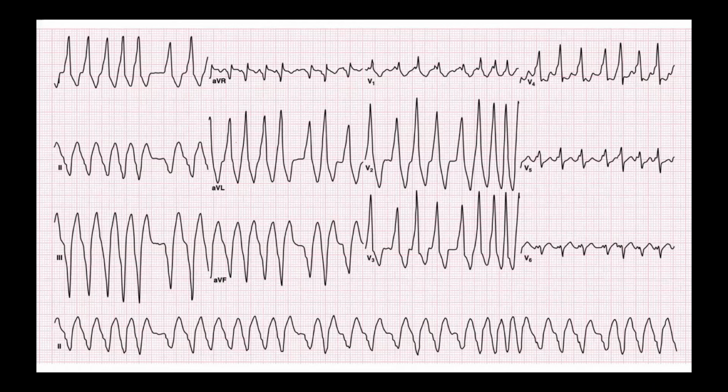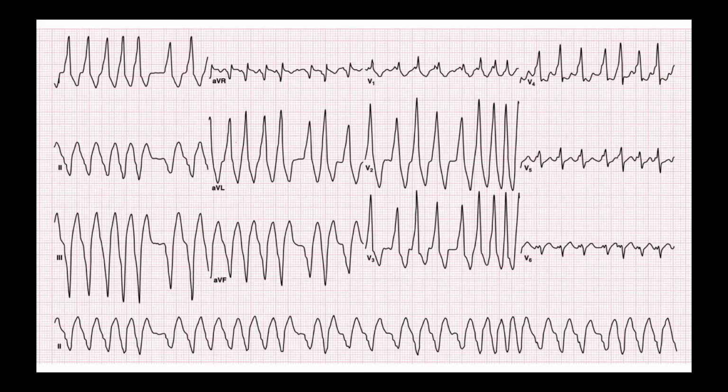This is a broad complex tachycardia, irregular. There is right bundle branch block. I cannot appreciate a clear P wave. So my diagnosis is most probably that this patient has atrial fibrillation with aberrant conduction.